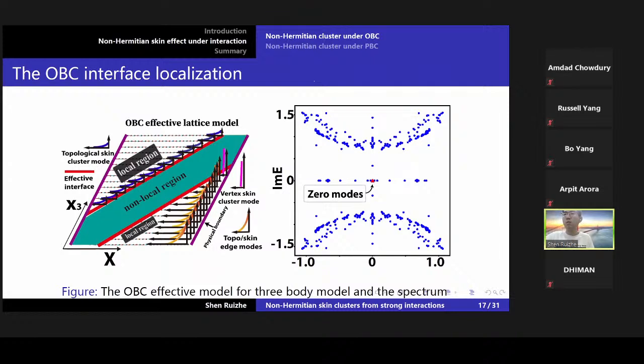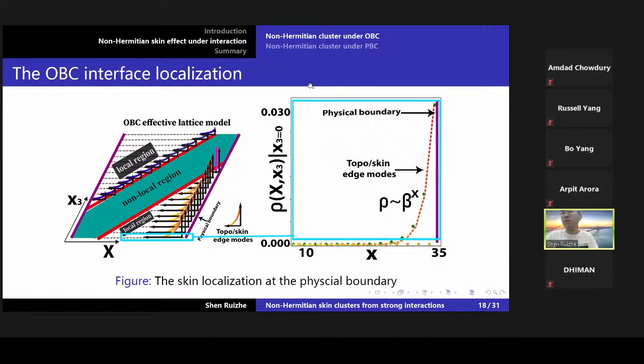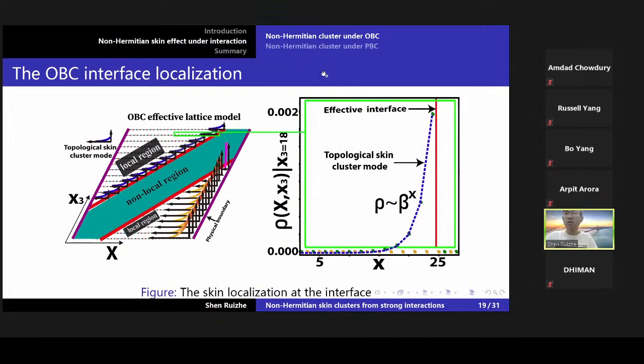So in our model, there is not only the skin localization at the physical boundary, but also at the interface. At first, let's check the localization at the physical boundary. The right figure is just one section of the localization at the physical boundary. Then there is also the localization at the interface. We found that these two types of localization are of the same form.